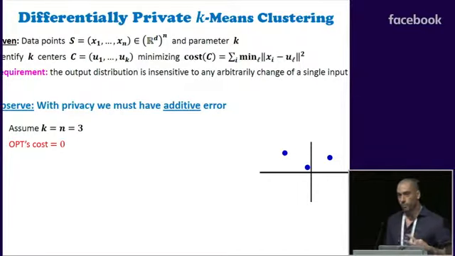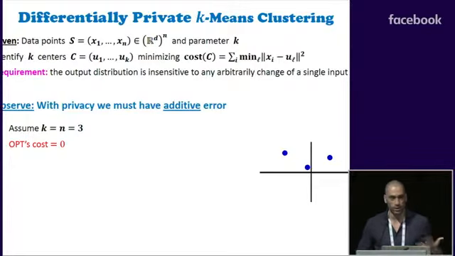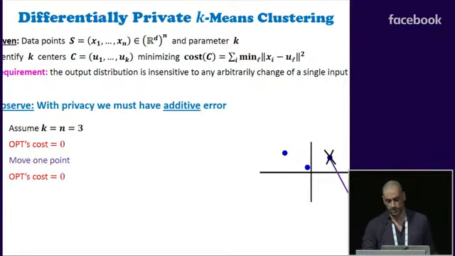The number of points is 3, and k is also 3. Without privacy considerations, it's a trivial input. We just place a center on each of these data points, and the cost is 0. Now what happens if I move one of these input points to some faraway side of the input space? Without privacy considerations, nothing changed basically. I will just move the center to that new point, and the optimal cost remains 0.